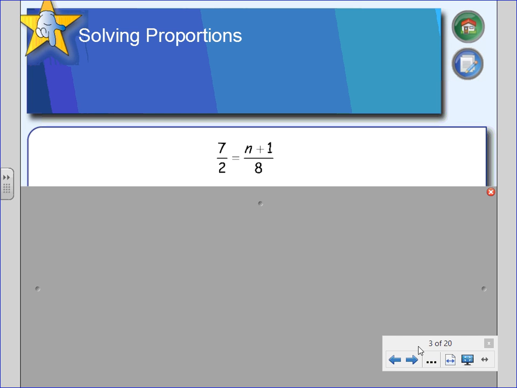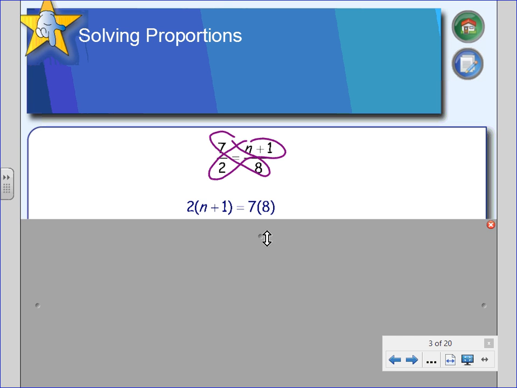So we have 7 halves equals n plus 1 over 8. So if I'm setting up my cross multiplication, I'm going to multiply 2 times n plus 1 and 7 times 8. And these two cross products I will set equal to each other. Now what's important is that when we are multiplying 2 times this whole numerator, we should be using grouping symbols to indicate that we're doubling that whole expression.